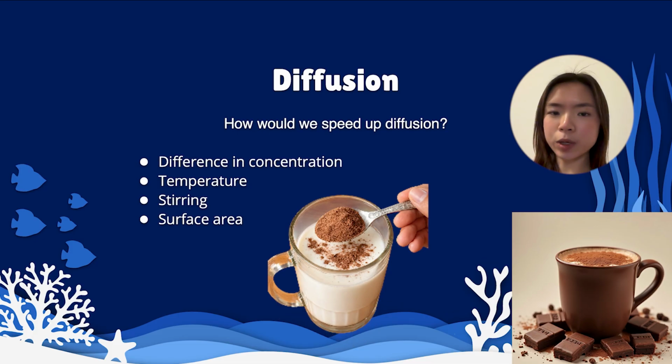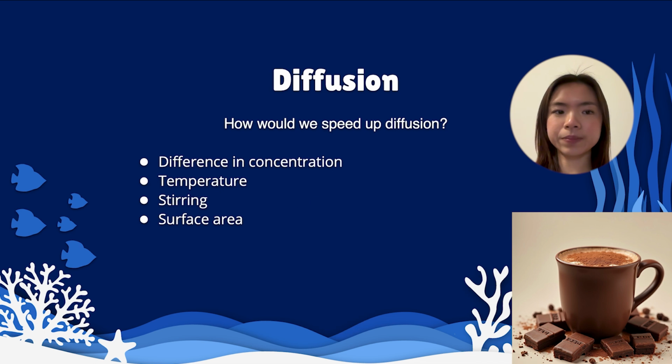So on the bottom right, we've got a diagram of a hot chocolate. So imagine you're putting your hot chocolate powder into the milk. How can we make the hot chocolate smoother, more even? We would stir it with a spoon.